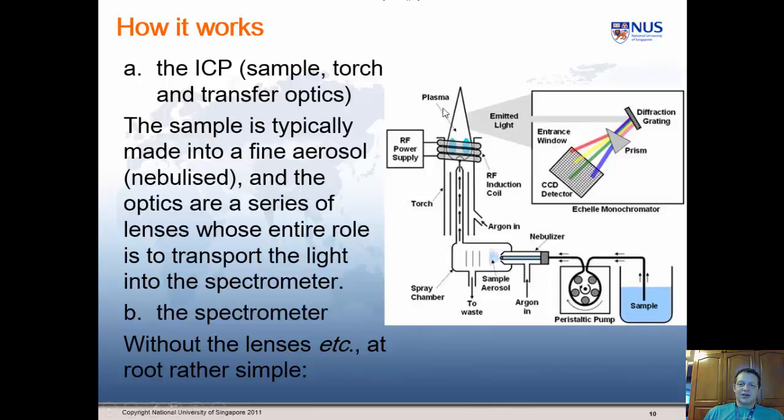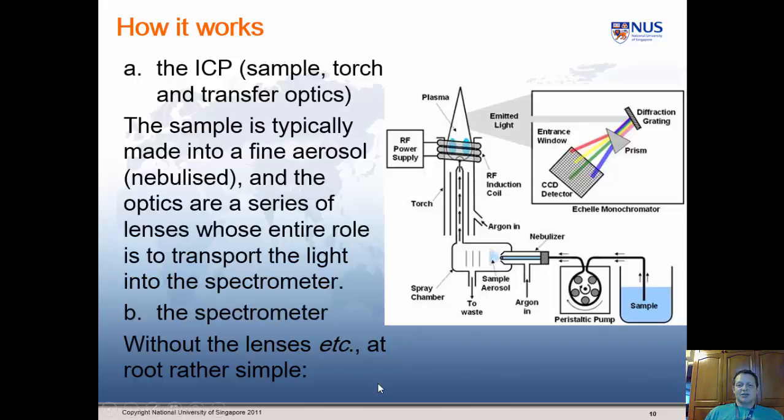So the metal ions, the excited metal ions, relax as they emit energy, as the electrons drop back down to ground state, and therefore they emit light. That light is transported then very much as in the solar physics diagram to a diffraction grating and a prism, and we have a solid state CCD detector which measures the wavelength and measures the intensity of that light.